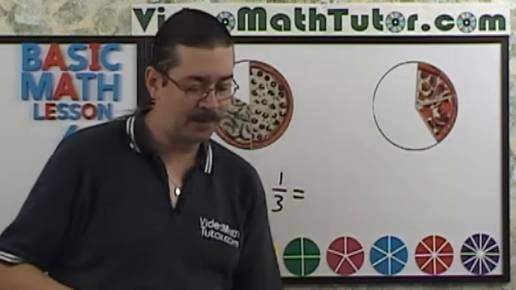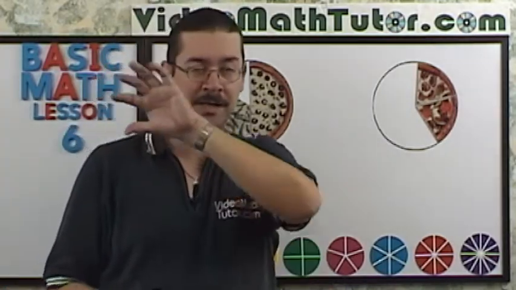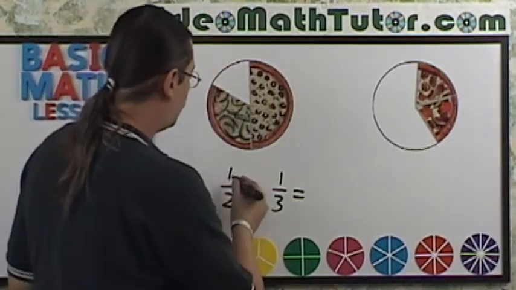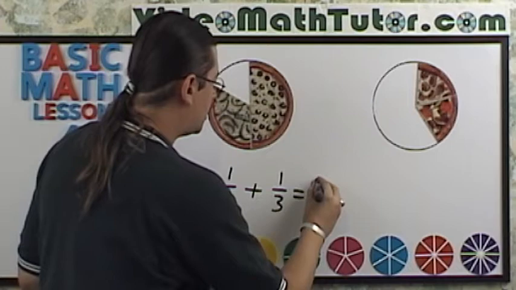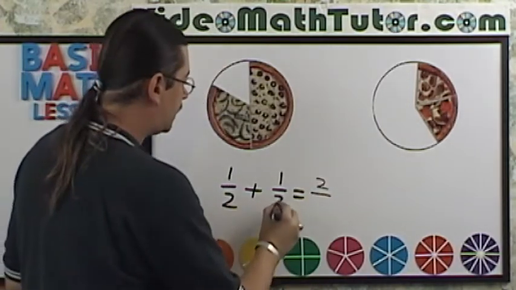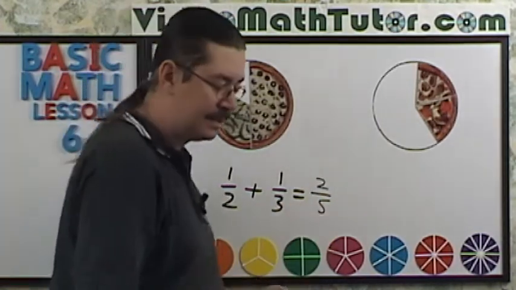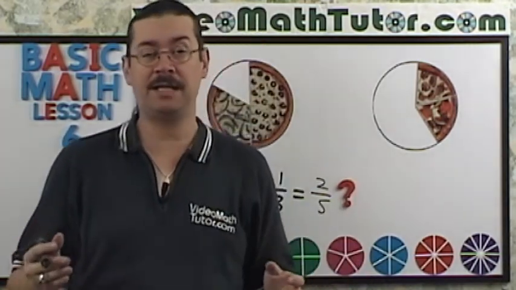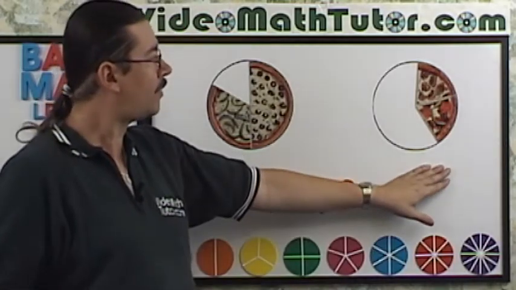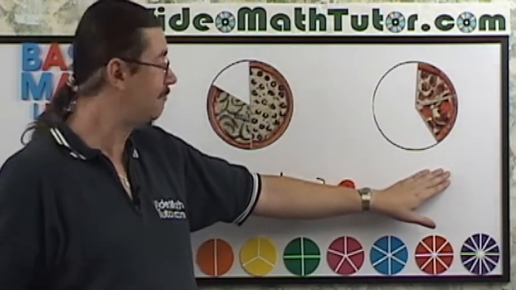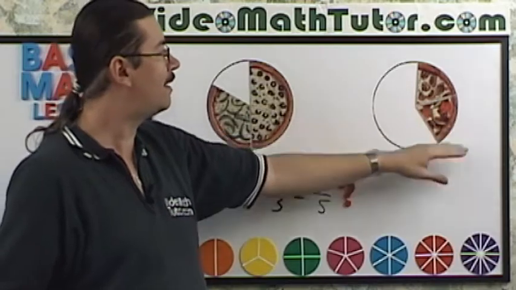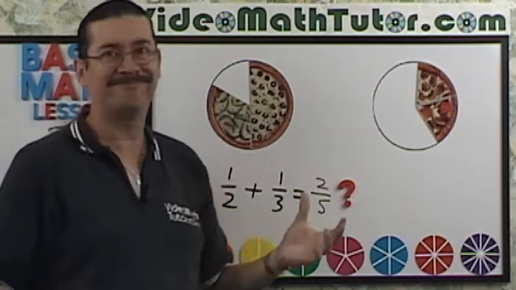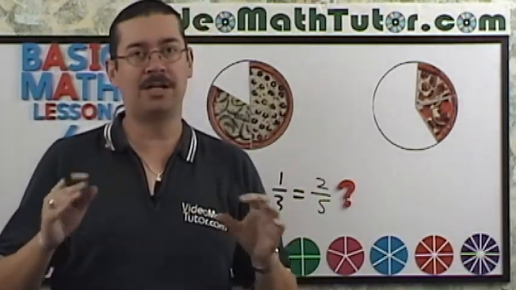Well, with multiplication, all I did was just multiply the numerators, then multiply the denominators, I got an answer. Maybe we can do that with this. 1 plus 1 is 2, and 2 plus 3 is 5. Is that the answer? Is that really the case? Well, right here is another pizza with 2/5 in it, and that is not the same amount of pizza as this. So just adding them up is not going to help.